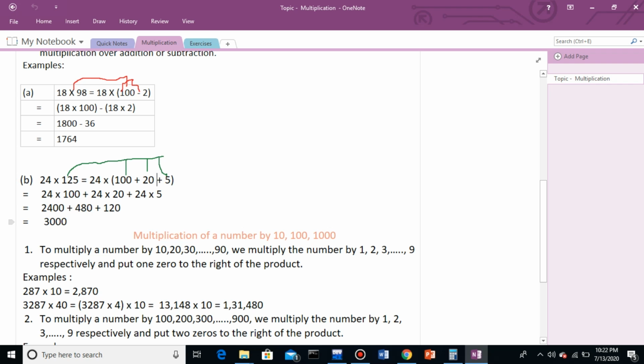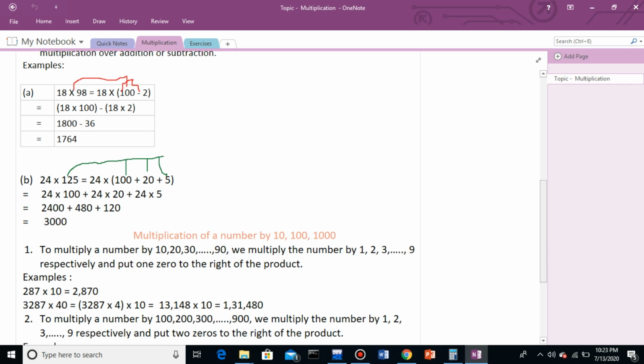So if we multiply 24 into 100, the answer will be 2400, plus 24 into 20. What will the answer be? 24 into 2 is 48, and we put a 0 on the right of the product. So it will become 480. And plus, as you see that I have put the plus in the next statement also, right? Then the last remaining to solve was 24 into 5. 24 tens is equal to 240, and we divide it by 2, it is equal to 120. Now if we add them all together, it will become 3000.